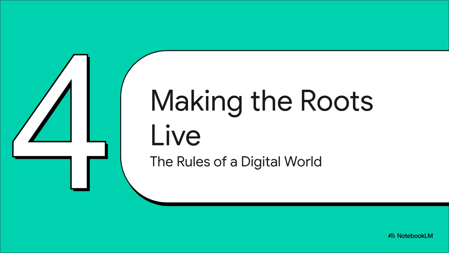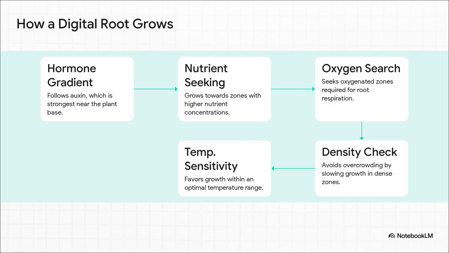We need to program in the biological rules that tell these digital roots how to grow, how to compete, and, eventually, how to die. So, how does a digital root decide where it's going to grow? Well, it's not really thinking. It's just following a set of 5 core rules.